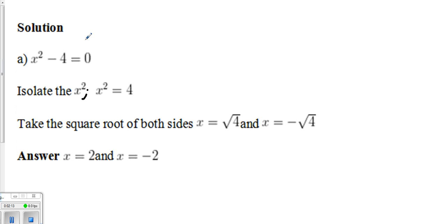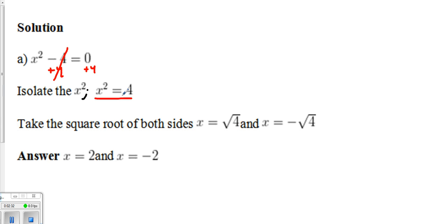So let's look at the first one. x squared minus 4 equals 0. To get rid of this c value, this time it's 4, we're adding 4 to both sides. Add 4 and add 4. These will cancel out, and that leaves us with x squared equals 4.